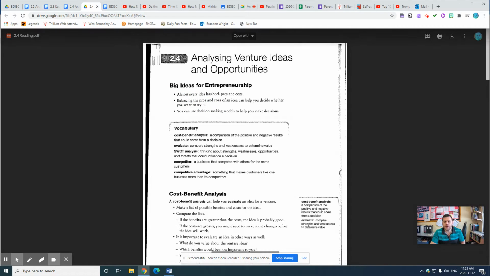So we're going to learn about 2 types of decision-making models. The first is called a cost-benefit analysis. That's where you look at the good things and the bad things of an idea. And then we're going to do what's called a SWOT analysis later on as well.